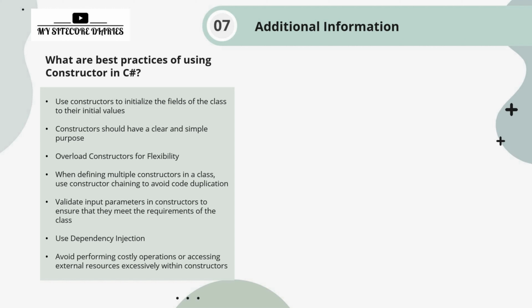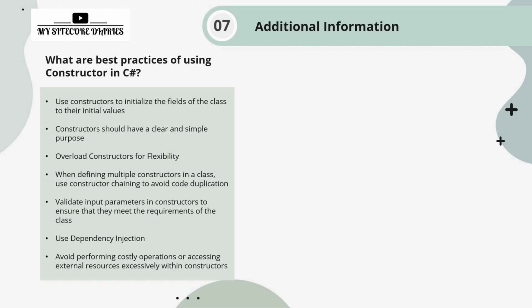If you are using multiple constructors, like when you are having a derived class and base class, then you should take care that you are not duplicating the code. Validate input parameters in the constructor to ensure that they meet the requirements of the class. So whatever the input parameters, you make sure that those values are validated within the constructor itself.